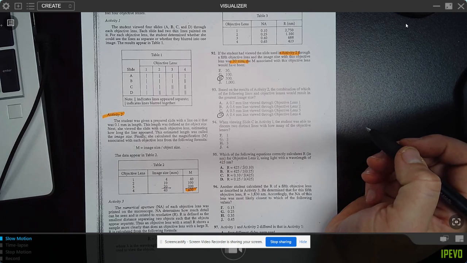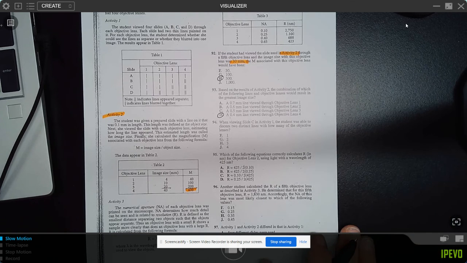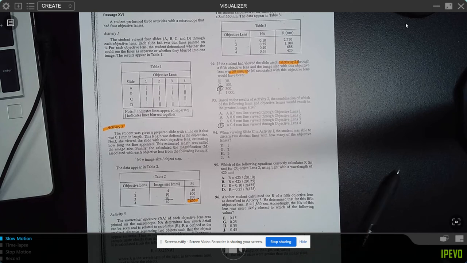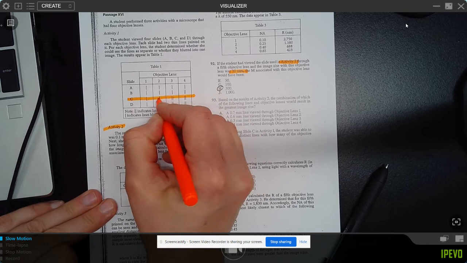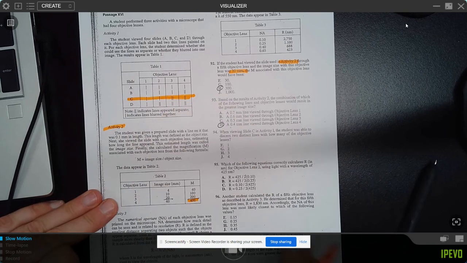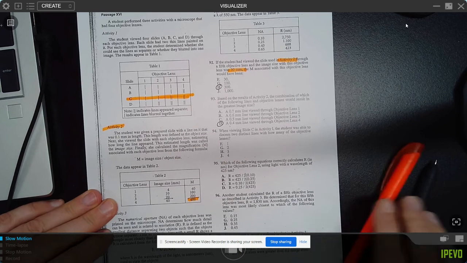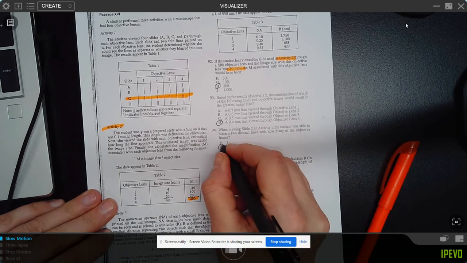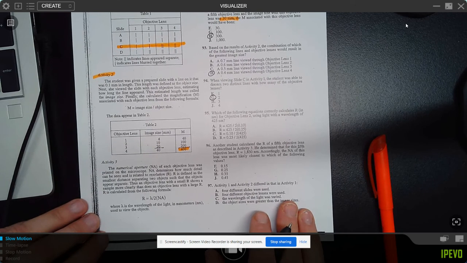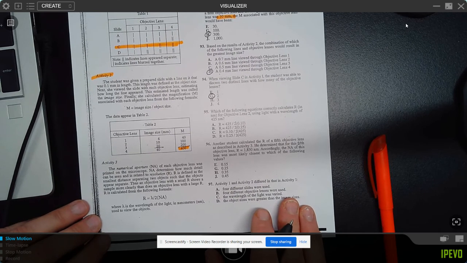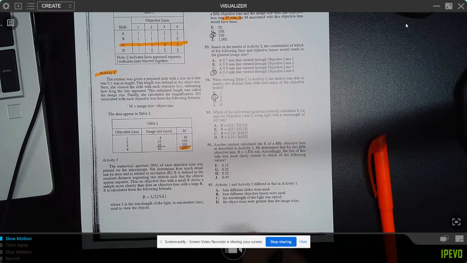Now we're asked to look at slide C in activity one. So we're up here at table one looking at C, and they ask us how many times they see the double line, and that is twice, making G our answer.